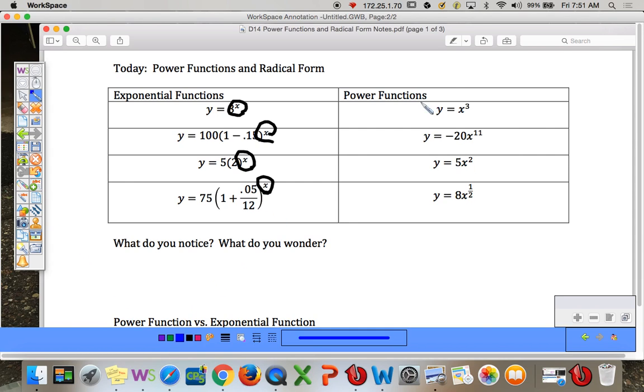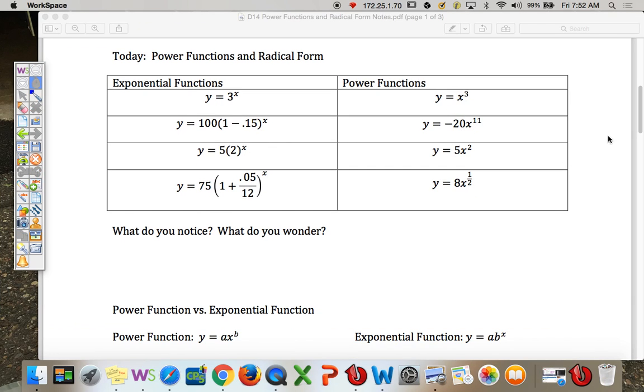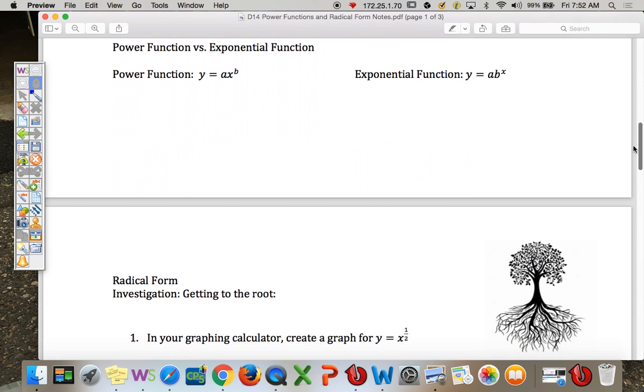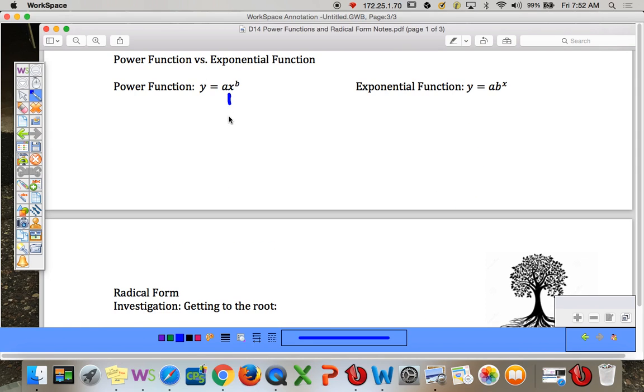And in a power function, the exponent is a number. So we take a look at all these numbers. And the base is x. So again, in an exponential function, the exponent is x. In a power function, the base is x. So we're going to take a look at a power function versus an exponential function. Again, look at where the x is. Here x is the base. Here x is the exponent. So I'm going to write that here.